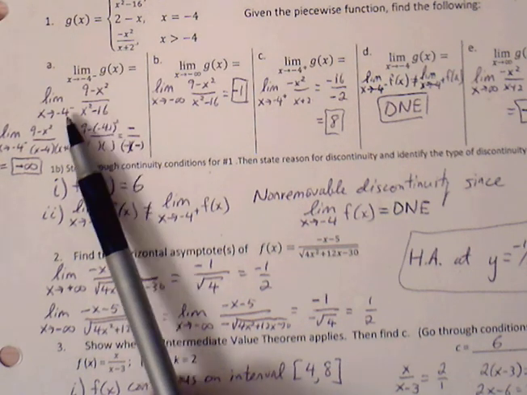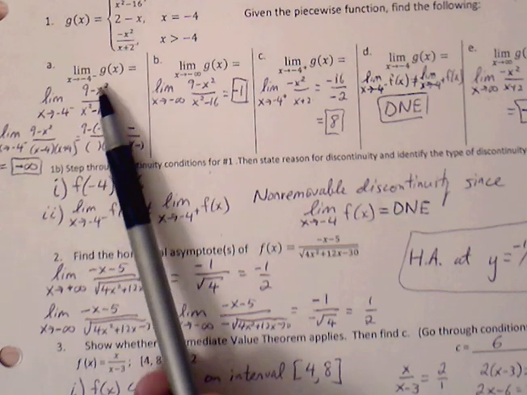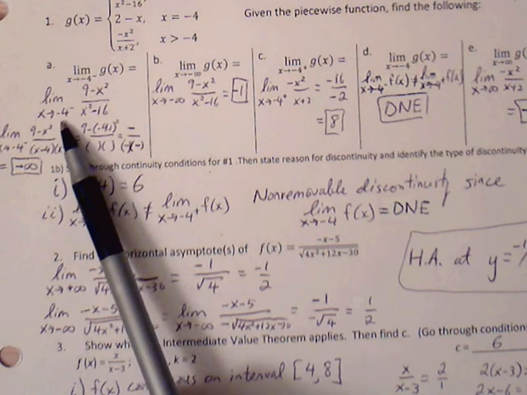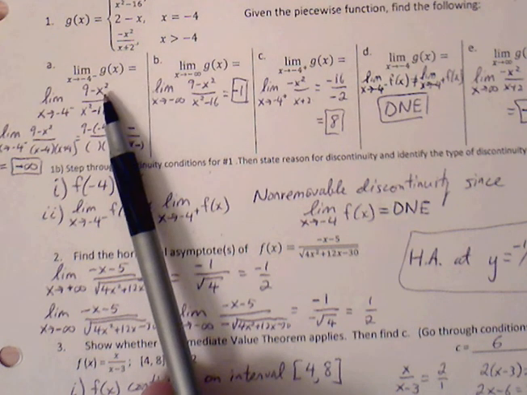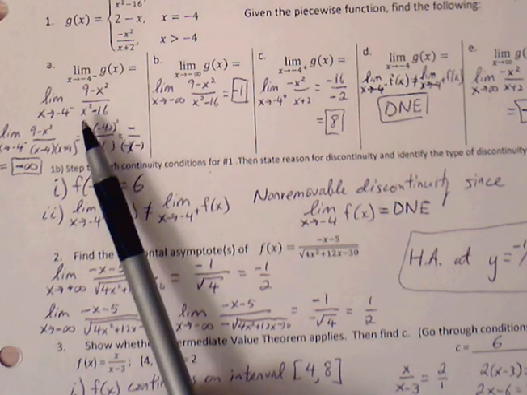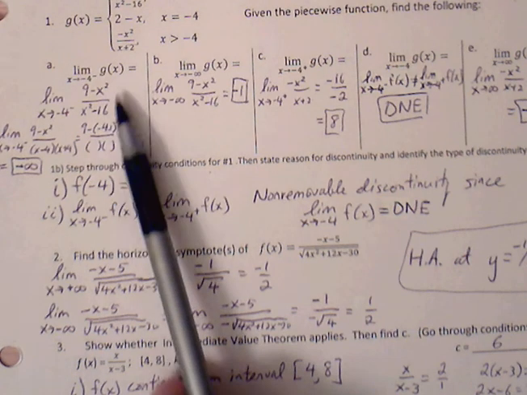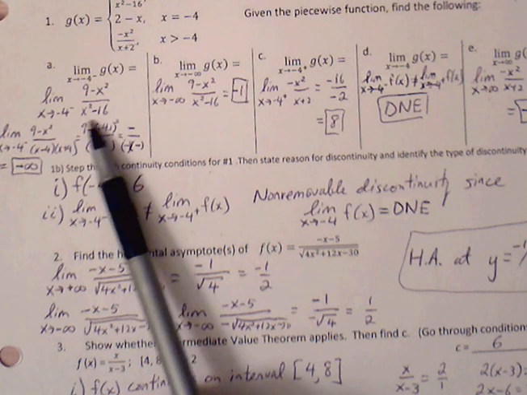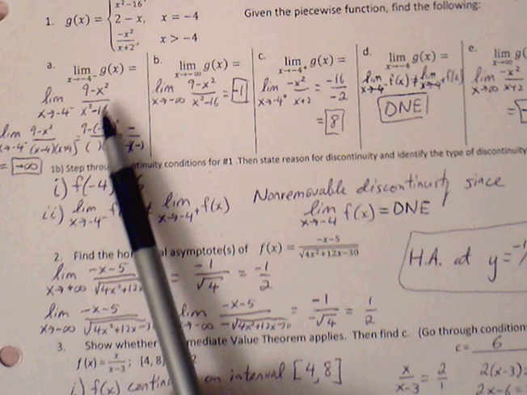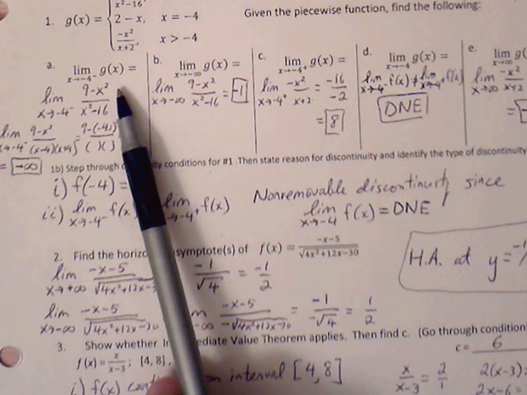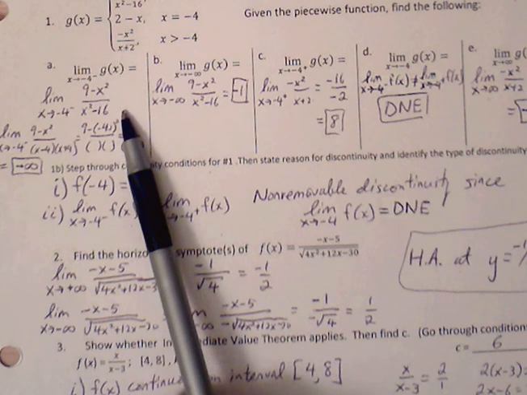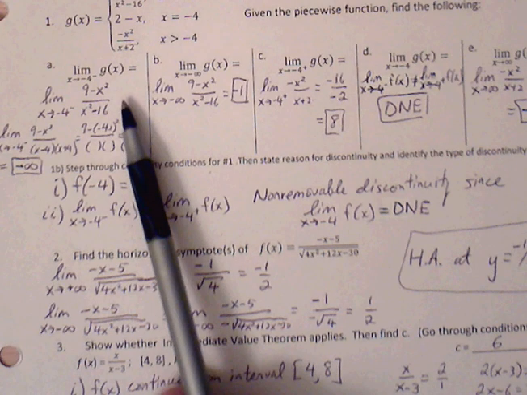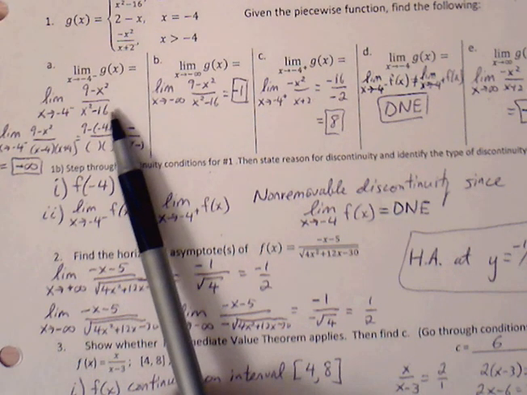The steps that we take is we always try plugging in, and when we plug in, we're going to get 9 minus 16, which is -7, all over 0. Or 16 minus 16, which is 0. 4 squared minus 16 is 0. So we get -7 over 0, and that indicates that there's not going to be any common factors to reduce. This would be a limit does not exist.